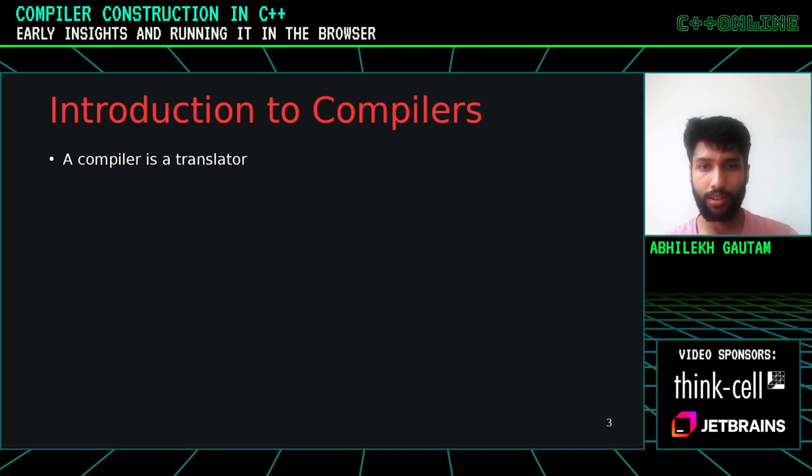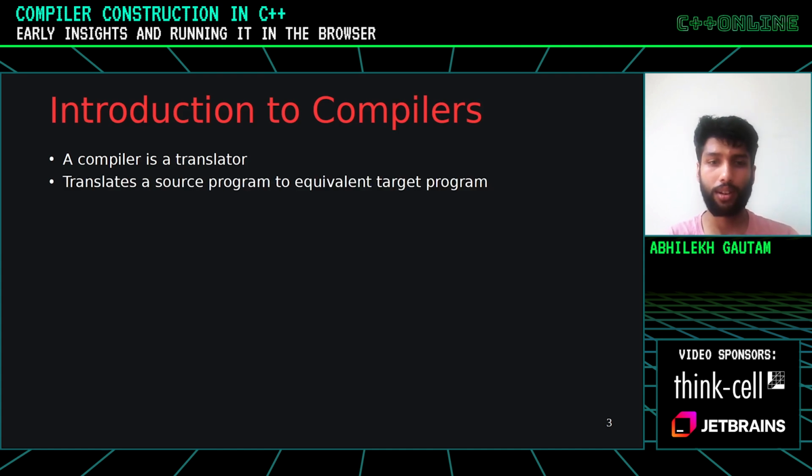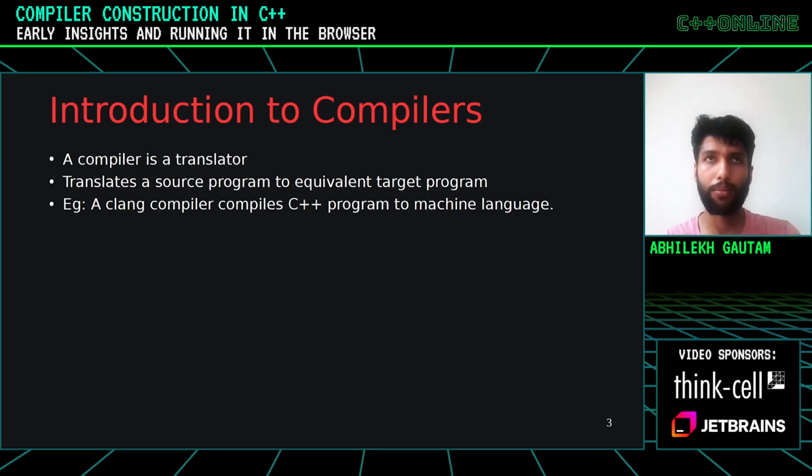Basically, a compiler is a translator. What it does is it takes a source program as an input and generates its equivalent target program. For example, a Clang compiler takes in a C++ program and converts it into machine language. Another form of compiler could be, for example, a C++ to C compiler, and we have a term for such compilers: they are called transpilers, right? But generally speaking about compilers, the target program is machine code, machine language.